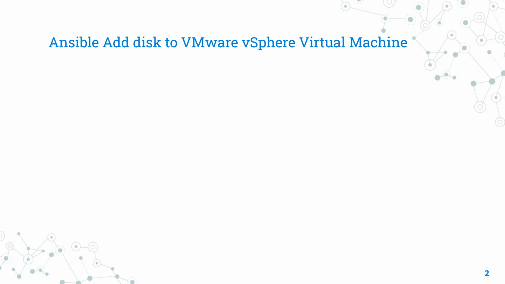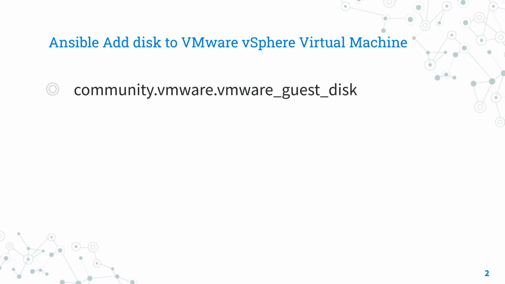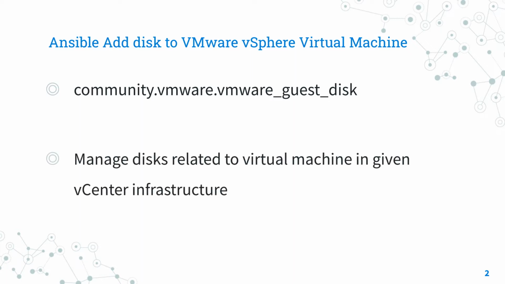Let's talk about the Ansible module vmware_guest_disk. The full name is community.vmware.vmware_guest_disk, which means that it's part of a collection of modules to interact with VMware, community supported. It manages disks related to virtual machines in a given vSphere infrastructure.